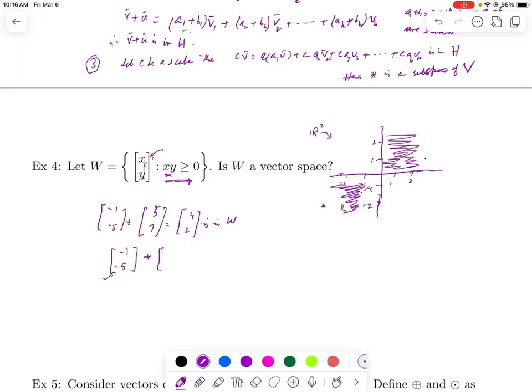So if I add two negative and two negative here, we get a vector in which both components are negative. So this one is in W. So does that mean it works for all examples? Can you find something different? Well, let's try.